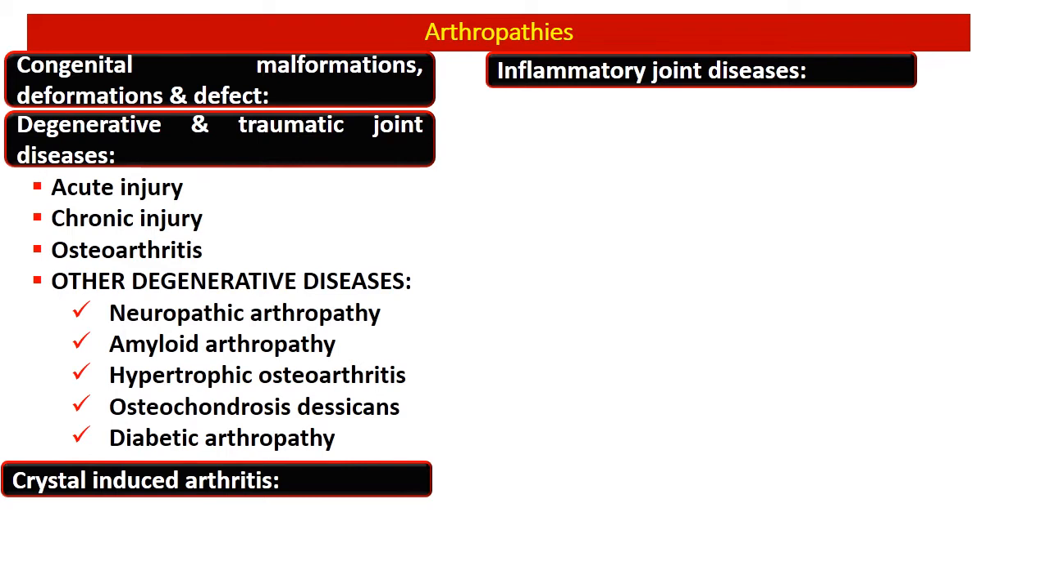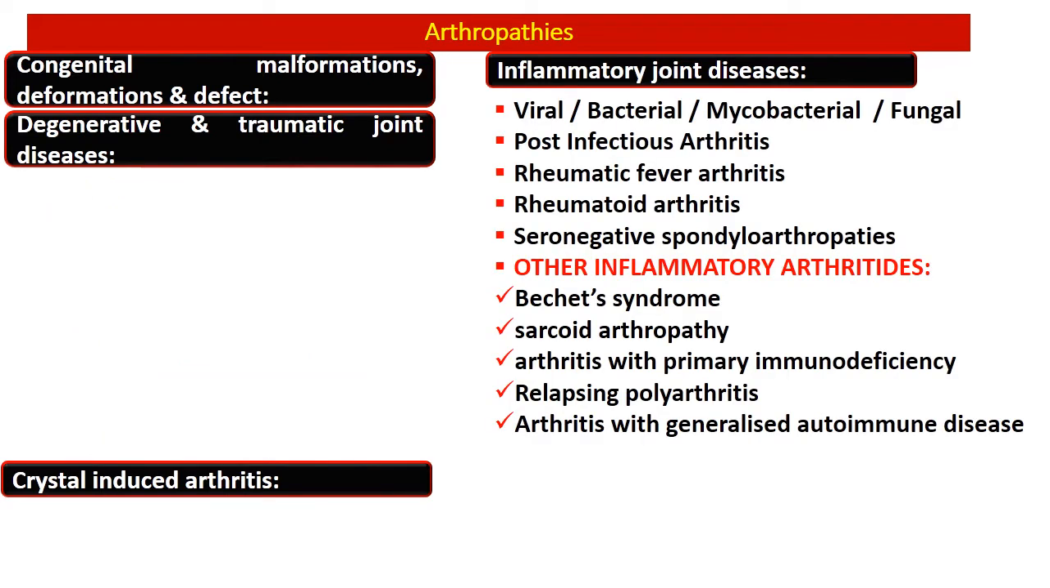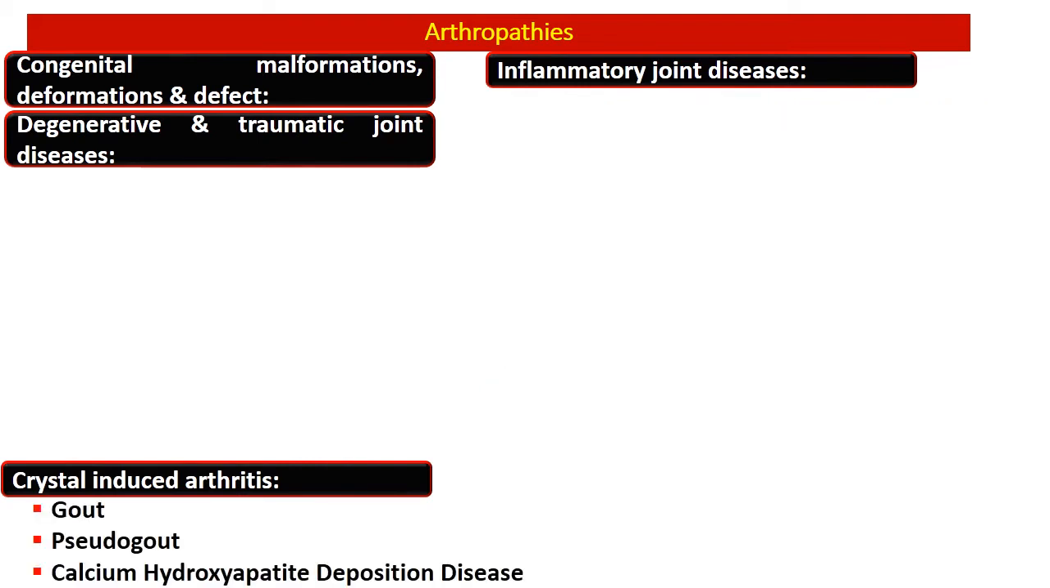hypertrophic osteoarthritis, osteochondritis dissecans, and diabetic arthropathy, while inflammatory joint disease includes viral, bacterial, microbial, mycobacterial, or fungal joint diseases, post-infectious arthritis, rheumatic fever arthritis, rheumatoid arthritis, seronegative spondyloarthropathies, and other arthritis, which include Behcet syndrome, sarcoid arthropathy, arthritis with primary immunodeficiency, relapsing polyarthritis, and arthritis with generalized immune diseases, while crystal-induced arthritis includes gout, pseudogout, and calcium hydroxyapatite deposition disease.